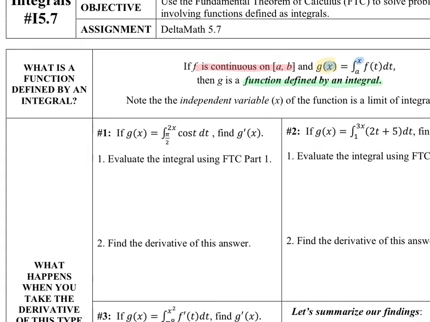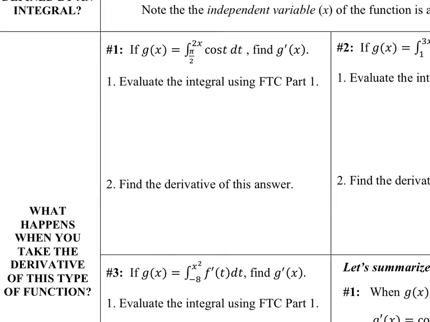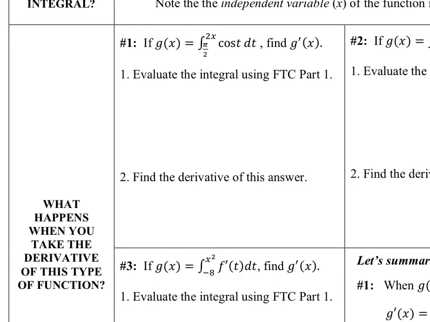Before we talk about what this part of the theorem actually says, I want to look at what happens when I take the derivative of this type of function. In working these 3 examples down here, you'll get an idea of what the second part of this fundamental theorem of calculus says. So in each of these, I'm given a function g of x. In this first one, it's defined as the integral from pi over 2 to 2x of cosine t dt, and I'm asked to find its derivative.